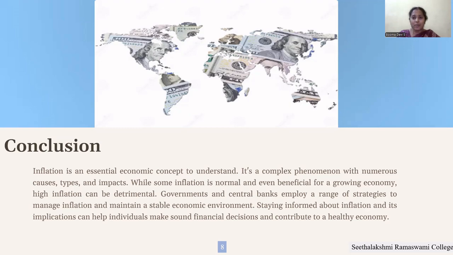To conclude, inflation is an essential economic concept to understand. It is a complex phenomenon with numerous causes, types, and impacts. While some inflation is normal and even beneficial for a growing economy, high inflation can be detrimental. Governments and central banks employ a range of strategies to manage inflation and maintain a stable economic environment.